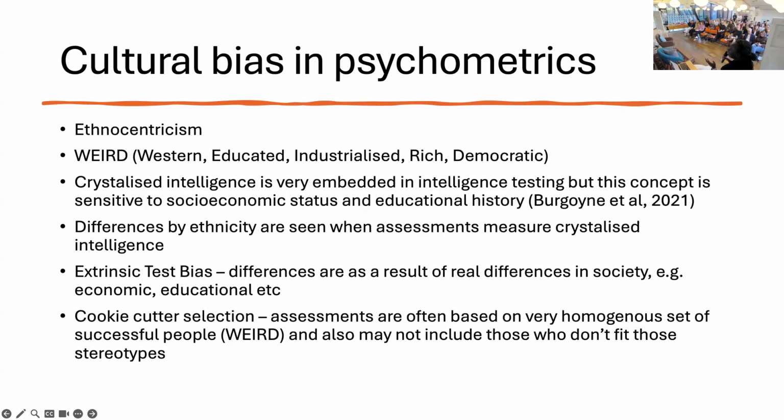So, for example, things like crystallized intelligence is very sensitive to socioeconomic status, educational history, probably cultural context as well. Differences by ethnicity are seen when assessments measure crystallized intelligence, because the idea of crystallized intelligence is very culturally based.